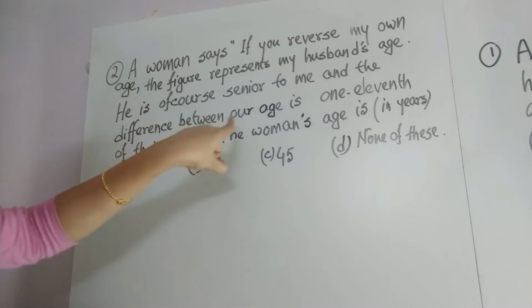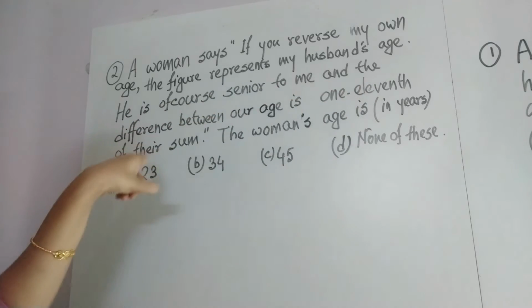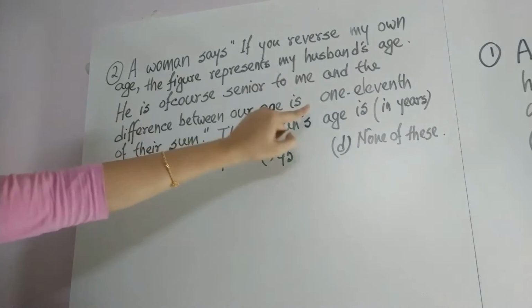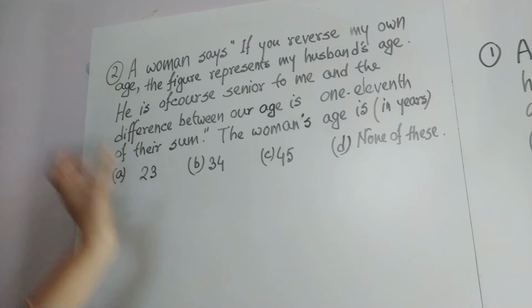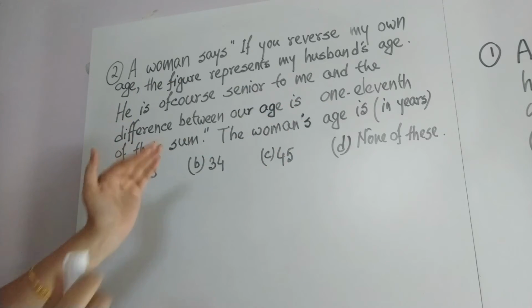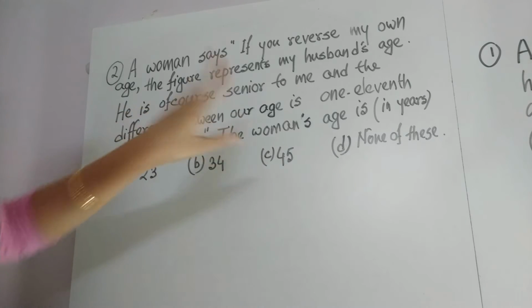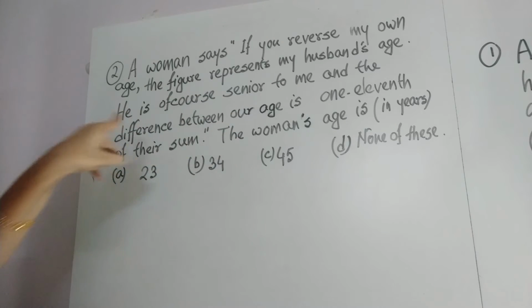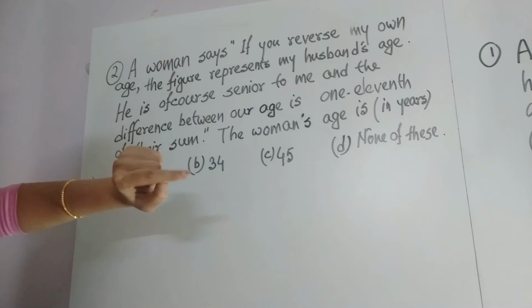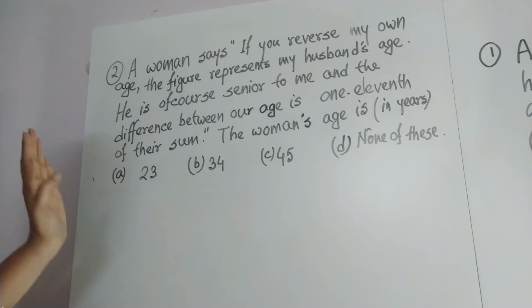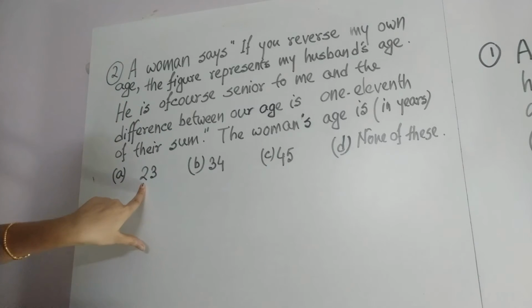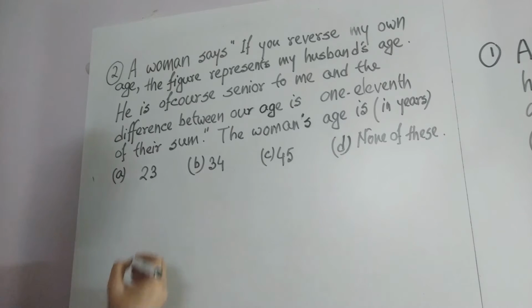The difference between our age is 1/11th of their sum. So, if we add those two ages and we divide the sum by 11, then we'll definitely get 9 because that will be the difference between our age. And we of course know that the difference will become 9. So, we can try it out. It's a sort of back calculation.